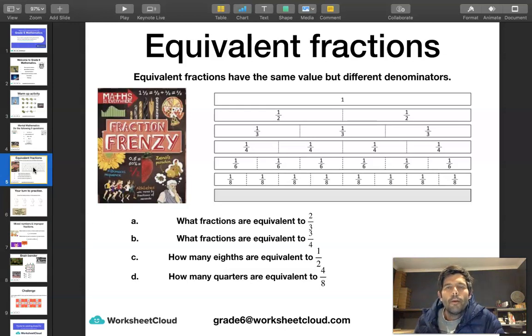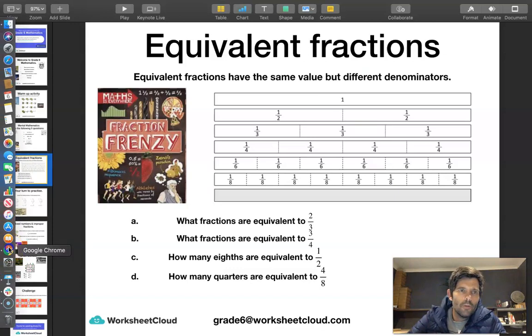So if you took an apple and cut it in half, you would have 2 halves. If you took that same apple and cut it into 4 pieces, and you put 2 pieces together and 2 pieces together, you've still got half an apple and half an apple, but now it's made up of 4 different pieces. So for equivalent fractions, underneath the table I've given you a bit of a guide. It asks what fractions are equivalent to 2/3.